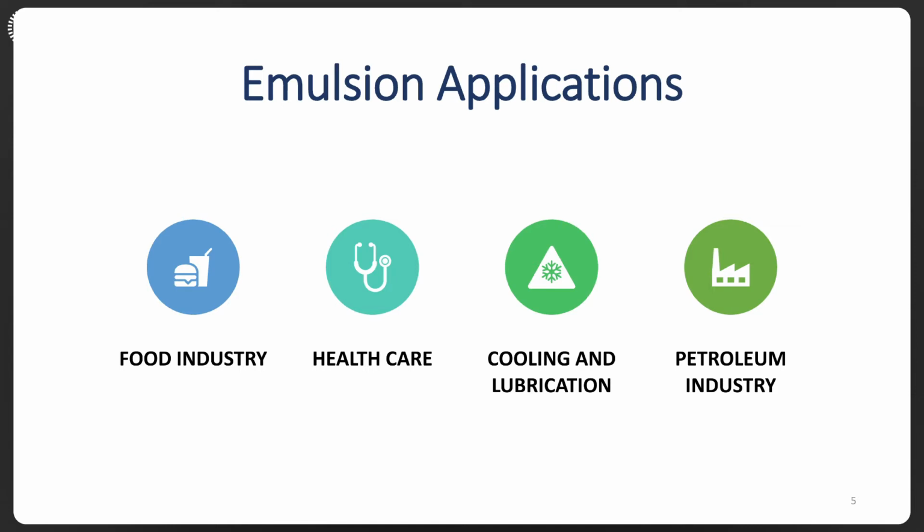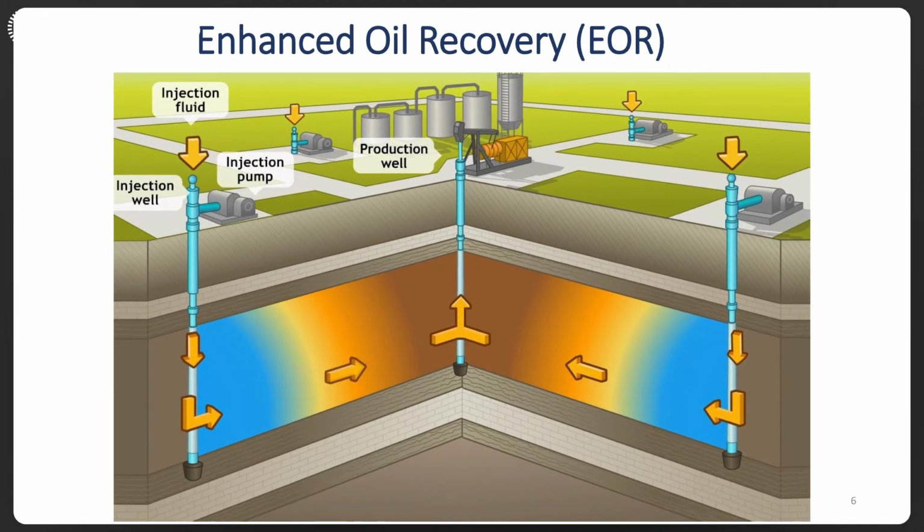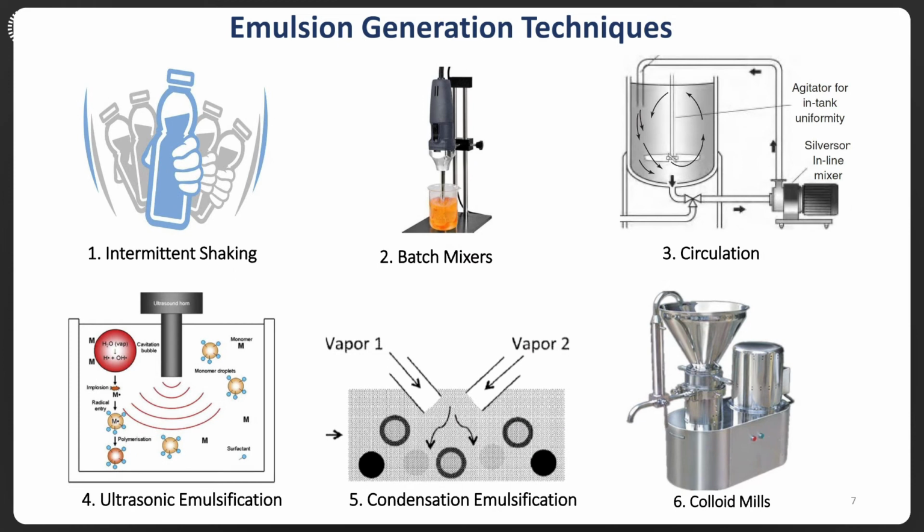The emulsion applications generally are the food industry, healthcare, cooling and lubrication, and the petroleum industry. The targeted application of the present research is to use the stable emulsion in the enhanced oil recovery process (EOR). Traditionally, several techniques are used for generating stable emulsion, all mainly depending on mixing, where preparing the emulsion, then storing it to be used whenever needed, is called the batch preparation method.